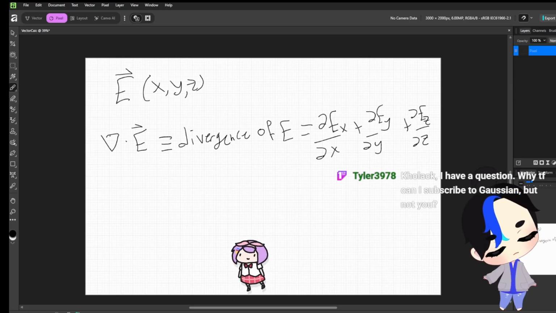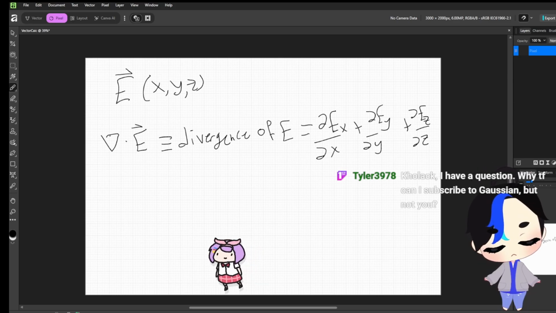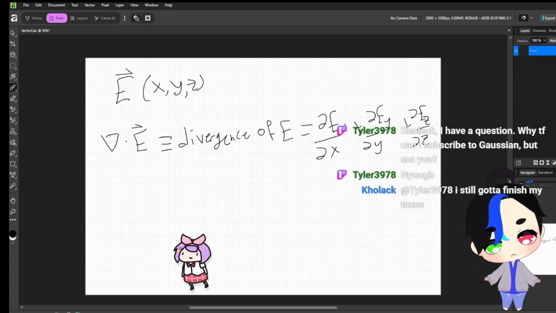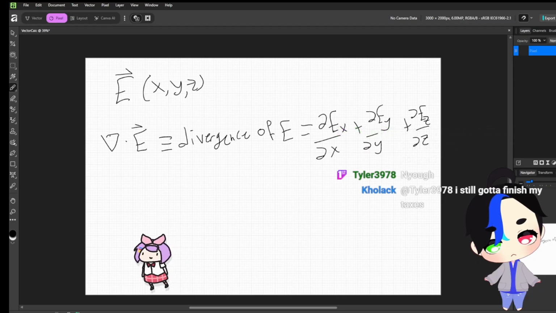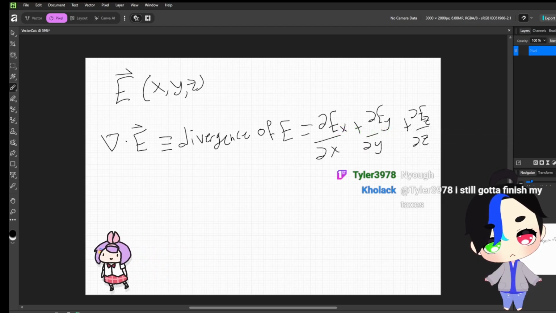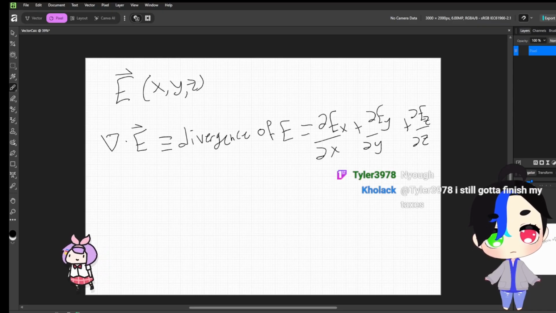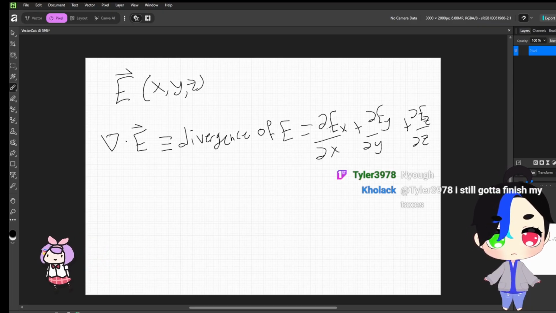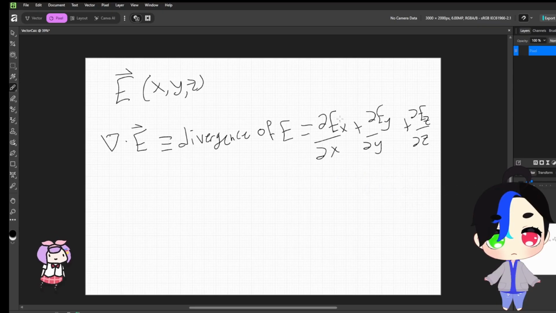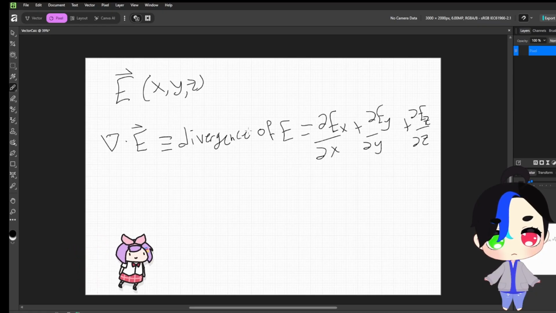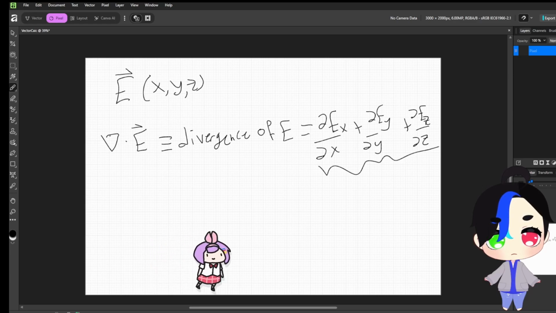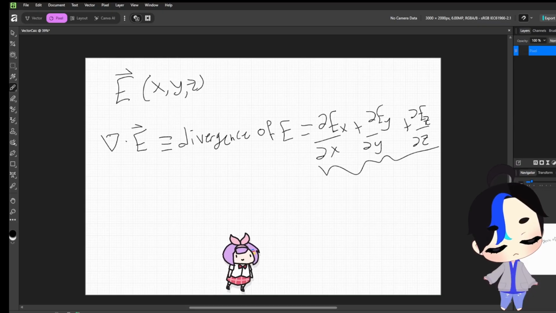All right. So, like I said, the divergence of E is you take the x derivative of the x component of E plus the derivative of the y component of E with respect to y plus the derivative of the z component with respect to z. And so again, remember that divergence takes a vector and outputs a scalar. So this is just a number, or in most cases, just a scalar function.